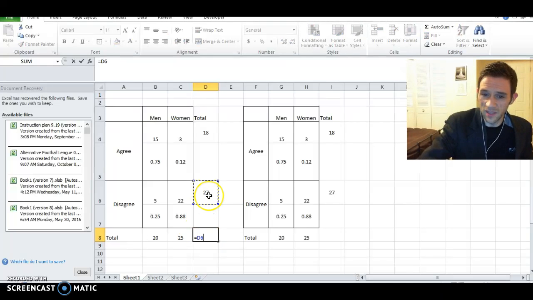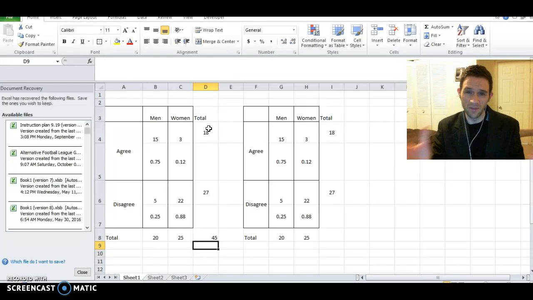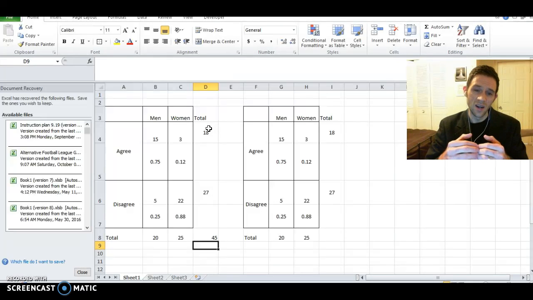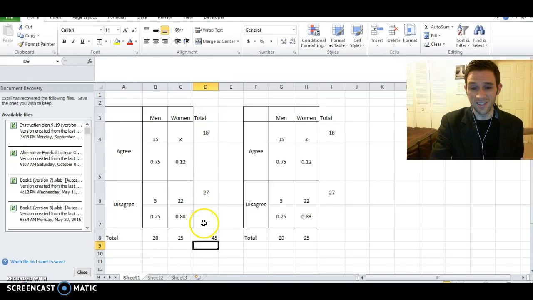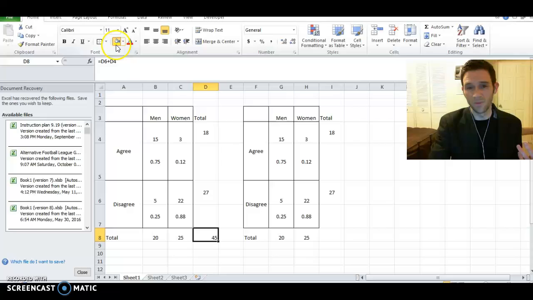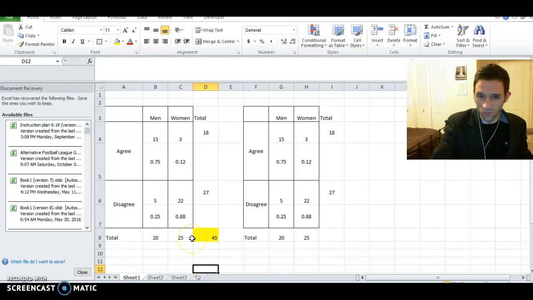If I add 27 plus 18, again, it's 45. That's because all of the men plus all of the women gives you everybody in the study. All of the agree plus all of the disagree also gives you everybody in the study. So those have to be the same number. And this is a checkpoint, just like we saw a checkpoint when we did standard deviation, where you should get 0. Here you should get the same number, adding the total through the columns and the total through the rows.